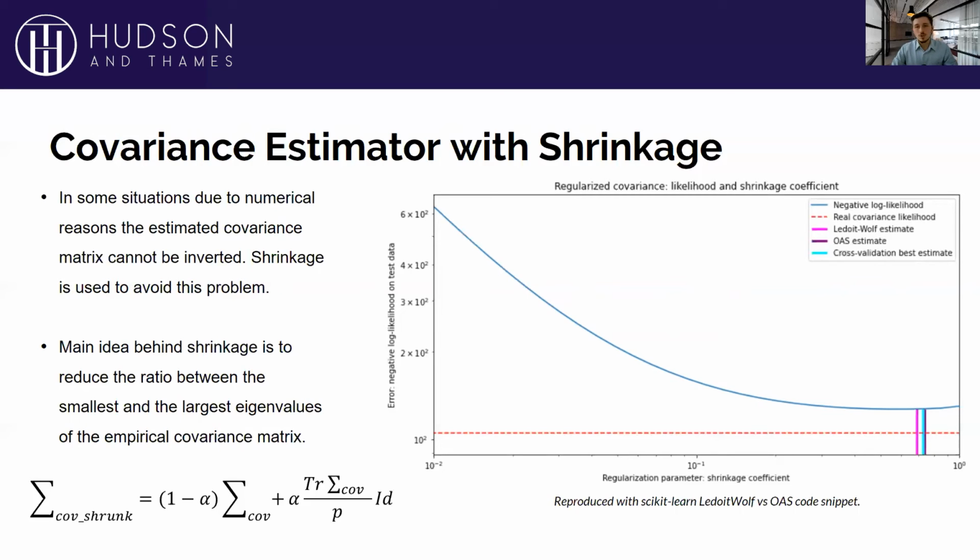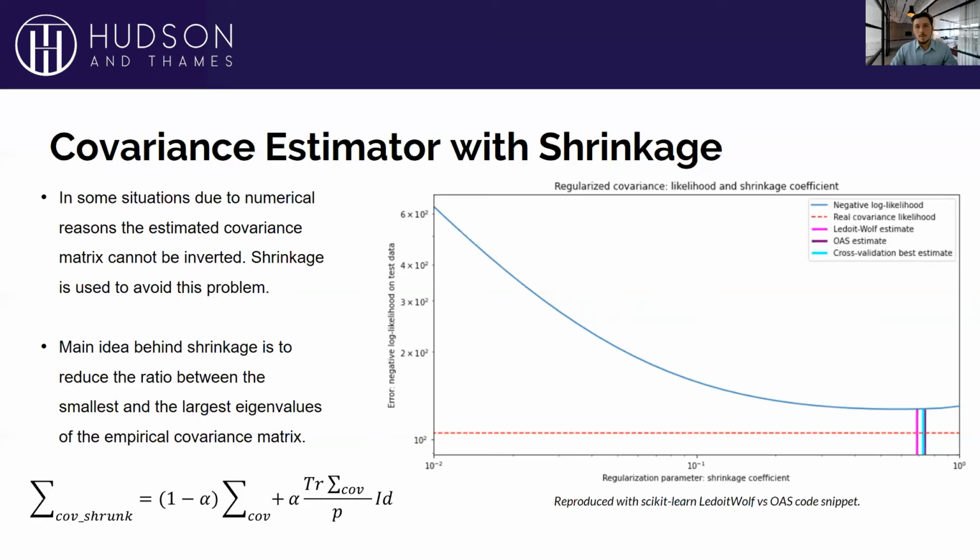A way to do it is to shrink the covariance matrix. Using the formula available on the slide, this is how it's done. So we're basically having a parameter alpha, a shrinkage parameter, and we're multiplying 1 minus alpha by the previous covariance matrix, and alpha multiplied by the average element on a trace of the original covariance matrix placed on the main diagonal.